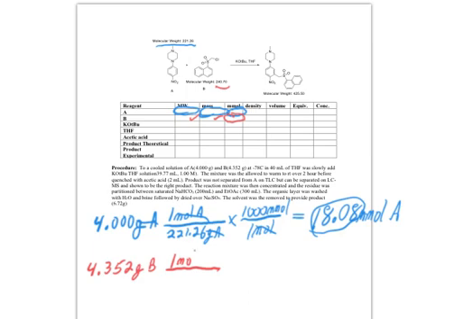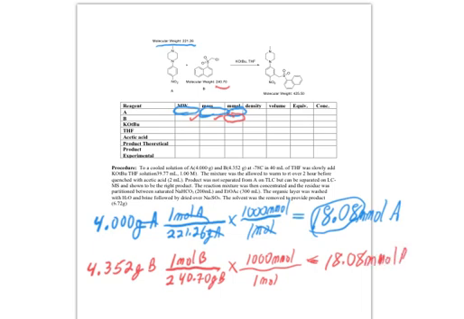So for every 1 mole of B, there is 240.70 grams of B. And then again, I have to convert to millimoles for every 1 mole. And when I crunch the numbers, I wind up with the same number: 18.08 millimoles of B. And that number will go right in here in the table. All right, let's look at the next one.